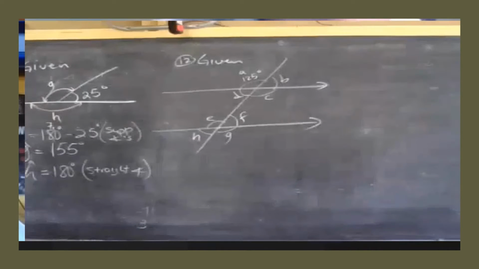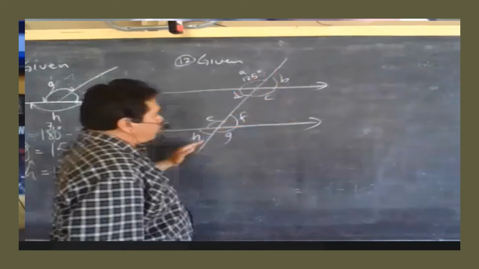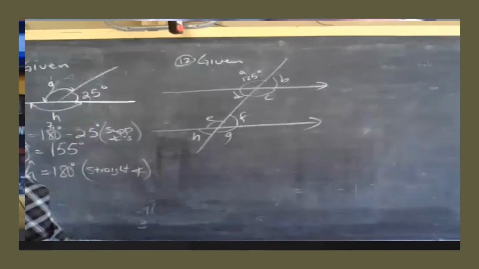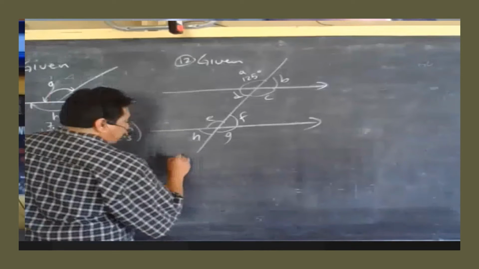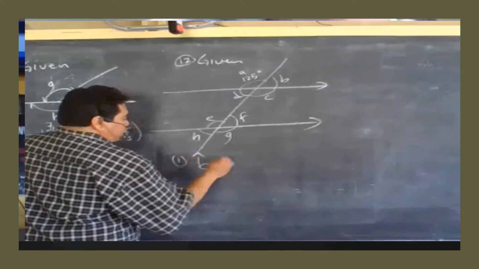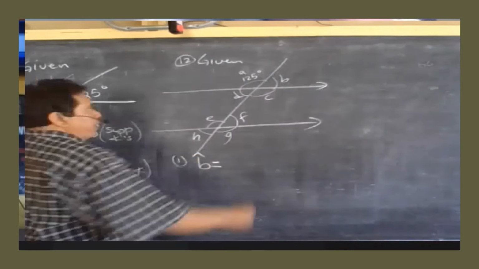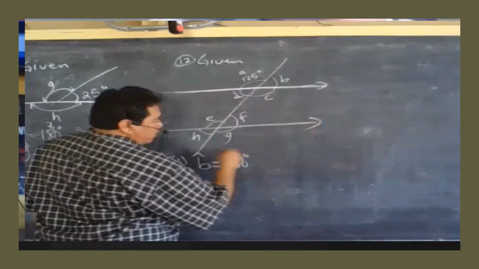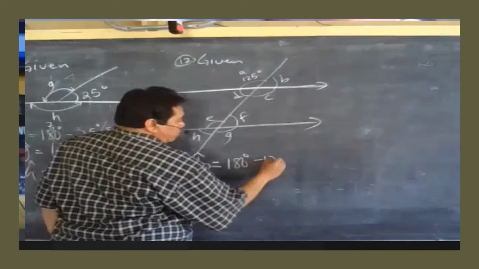For number 12, we say that we have two parallel lines being cut by a transversal. Okay? So we must look at the values alphabetically. So I'm going to start with B, since E is already there, it is given. So to find B, again, we have a straight line, and we know that a straight line is 180 degrees. So B is equal to 180 minus 125.